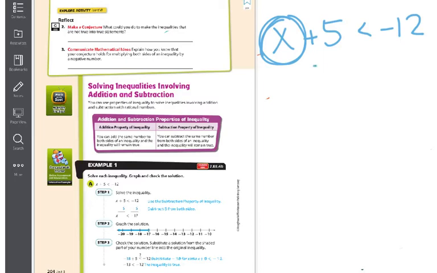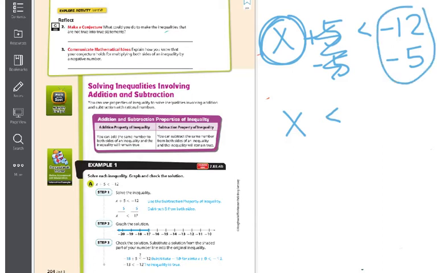How do I get rid of the 5? I have to subtract 5 because it was a positive 5, so I have to do the opposite. Whatever I do to one side, I have to do to the other. And so I'm left over here with x. These two cancel out, right? I still keep my inequality symbol. And over here, I have negative 12 minus 5, which is the same thing as adding the opposite. And so I end up with negative 17. And so x is less than negative 17. Now graphing this.